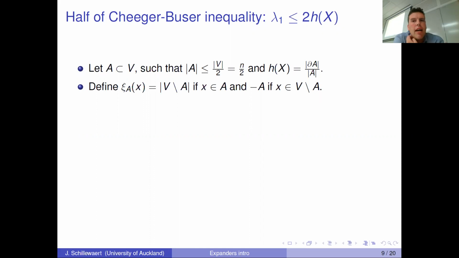So what am I going to do? Well, we saw on the previous slide that you can compute lambda 1 with this variational principle. So now I'm going to define a function which is quite good with respect to lambda 1. I define xi A of x. So xi A is my function, and I define it to be this very straightforward function. If x is in the set, then it will be the size of V minus A. If x is not in the set, then it will be minus the size of A. Okay.